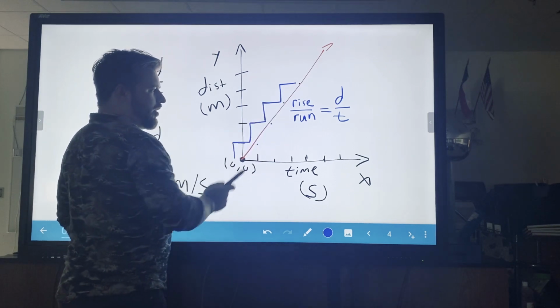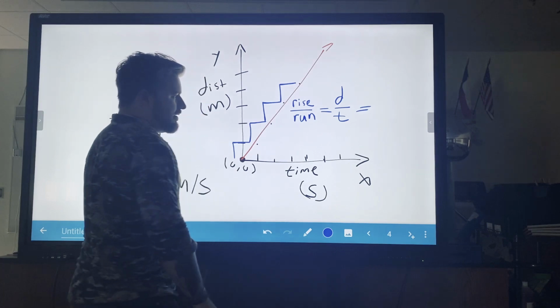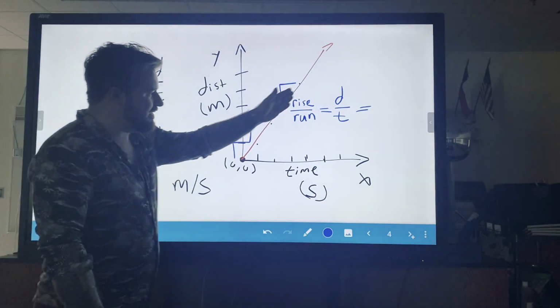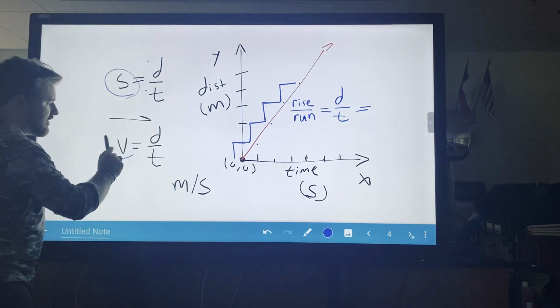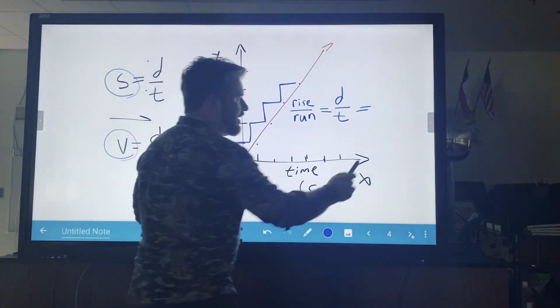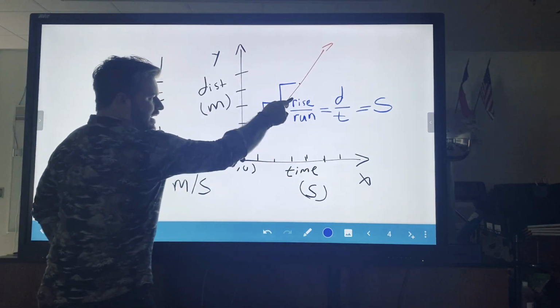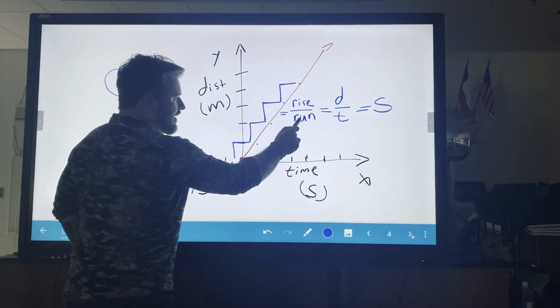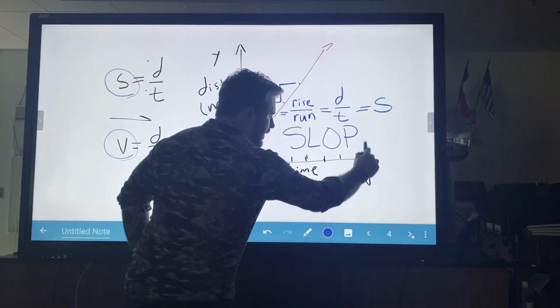So if rise over run is distance over time, right? What does that mean? What is distance over time? It is here. It is the speed. It is the velocity. So the speed is distance over time, the same thing as rise over run. And rise over run describes the slope.